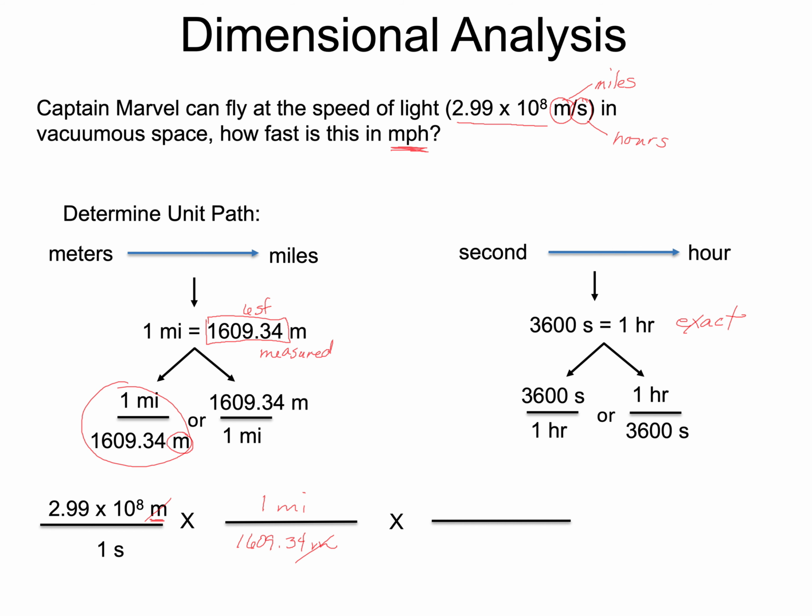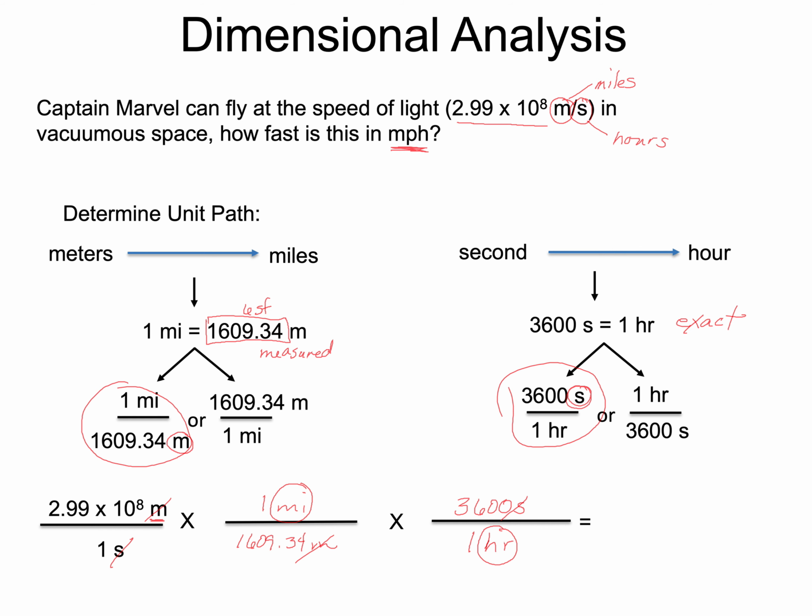So we're going to convert seconds into hours, and we're going to put seconds as the numerator, and so we're going to use this first fraction here. So 3,600 seconds to 1 hour. And our seconds will cancel, and right now we're in the units of miles per hour, and that will finish us out for getting to the correct unit.